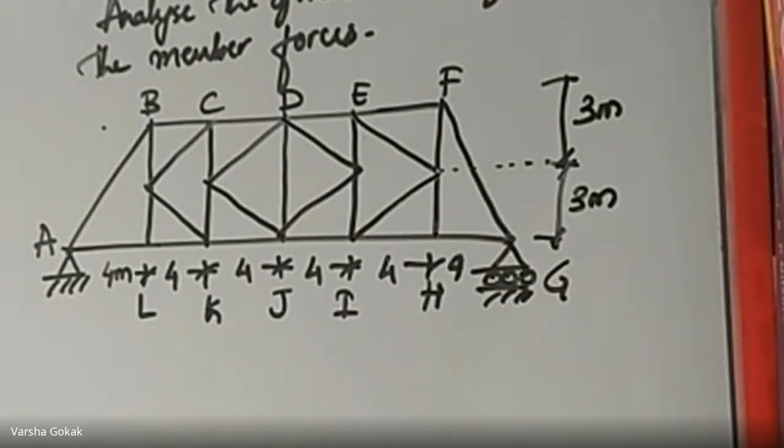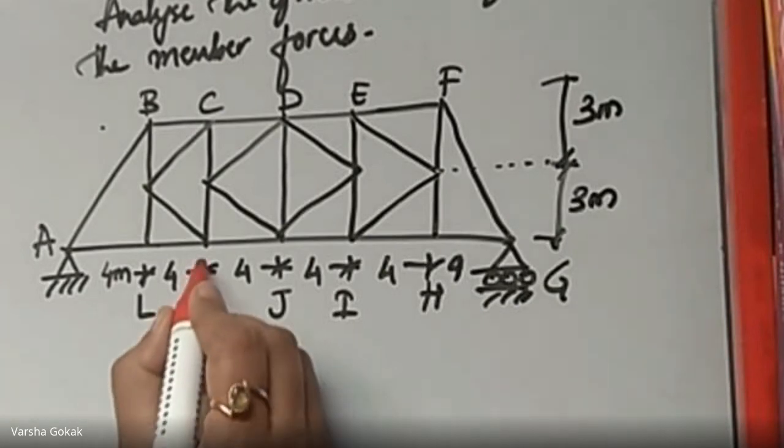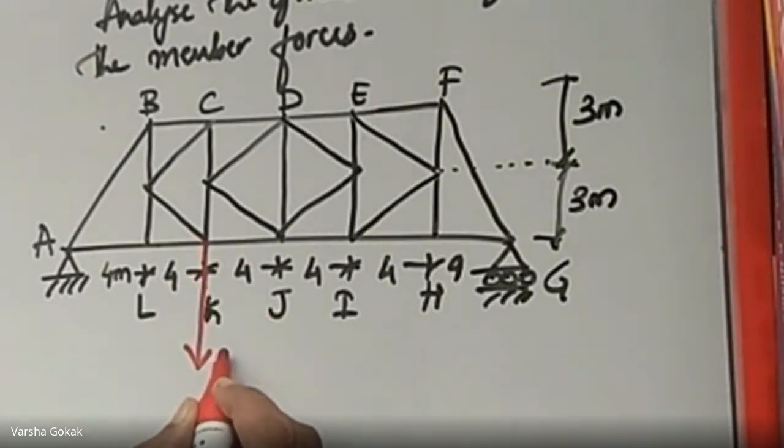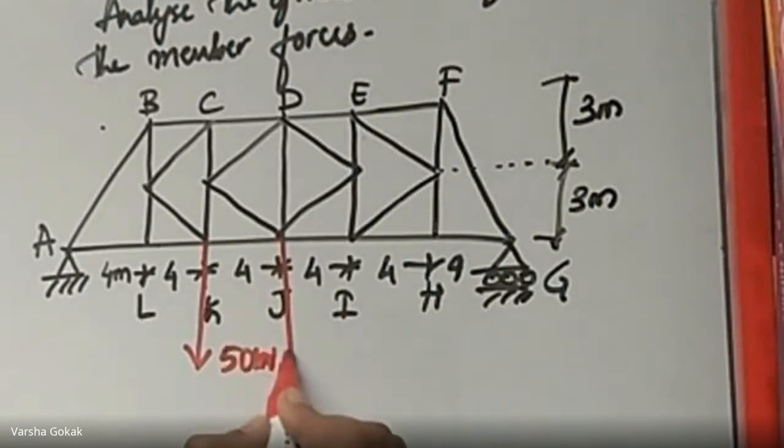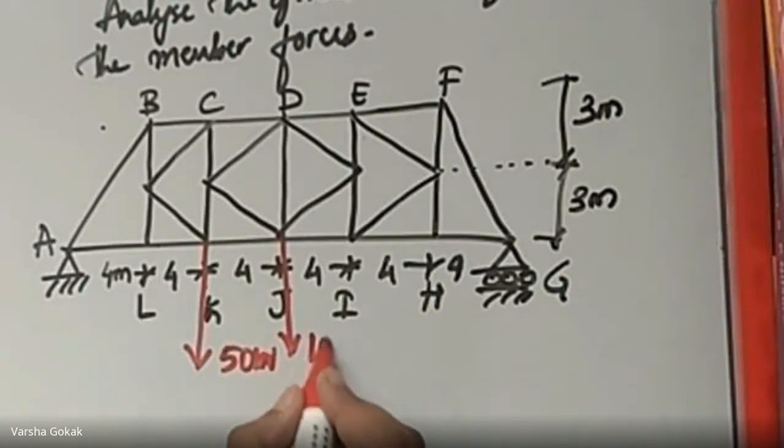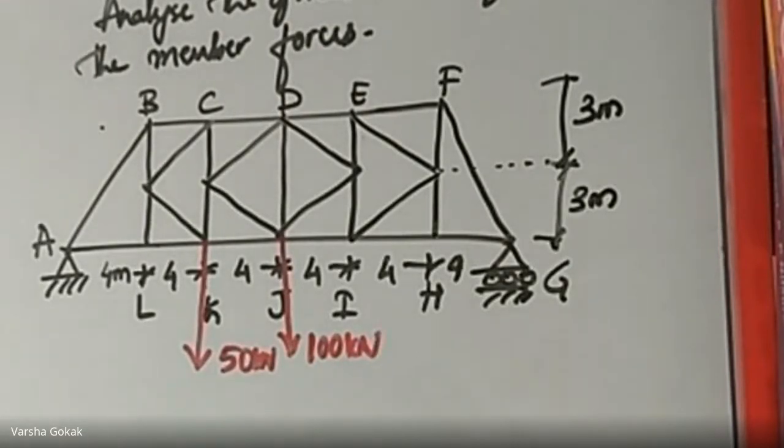Now, for this, we have to find the first. What is the first step? I'll show the external loadings. We have a load at K, that is 50 kilonewtons, and we have a load at J, downward, that is 100 kilonewtons. Two point loads are there, like this, 150 kilonewtons. Clear? This is the diagram. So we have to start now. As I said, it's going to be lengthy.